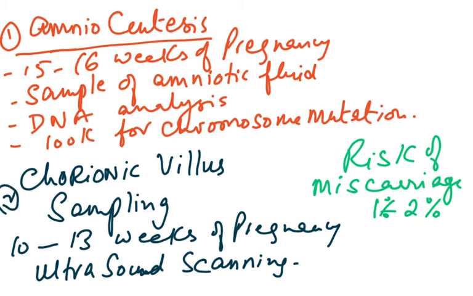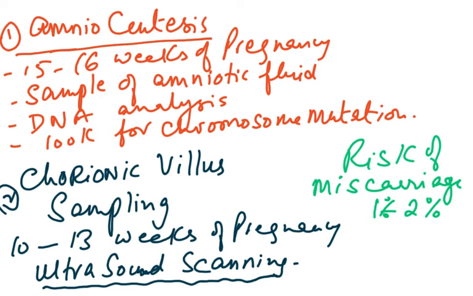Now in amniocentesis, in 15 to 16 weeks of pregnancy, we take out a sample of the amniotic fluid. And we do this with the help of ultrasound scanning because we have to push the fetus to one side and insert a needle, and with the help of a syringe we take out a small volume of the amniotic fluid. Now the amniotic fluid contains cells of the fetus. So we can then examine the DNA of those cells of the fetus. And usually it is done for chromosome mutations.